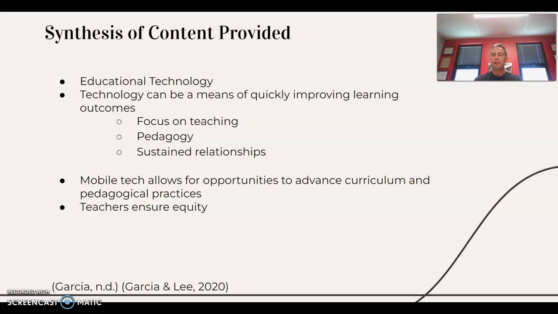Also looking at teachers recognizing the distinction between their own devices and devices that are provided by the district. Thinking about who does or doesn't have those devices, and that not all applications are available on certain devices. Those are things that we have to watch out for. Skipping down to number 4, teachers are ensuring equity by looking at those different things. And then we also want to make sure we're looking at mobile tech, which allows for opportunities to advance curriculum and the pedagogical practices.